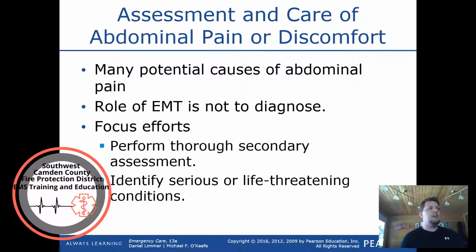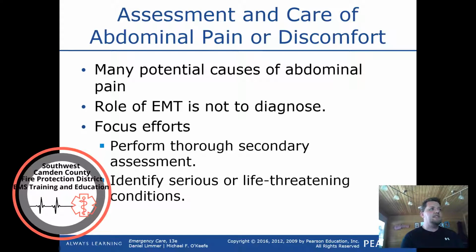So again, we can't necessarily diagnose these out in the field because we don't have ultrasound, we don't have a CT, we don't have an MRI. So we can't really diagnose these things just by looking at the patient and them telling us, hey, I have abdominal pain right here.